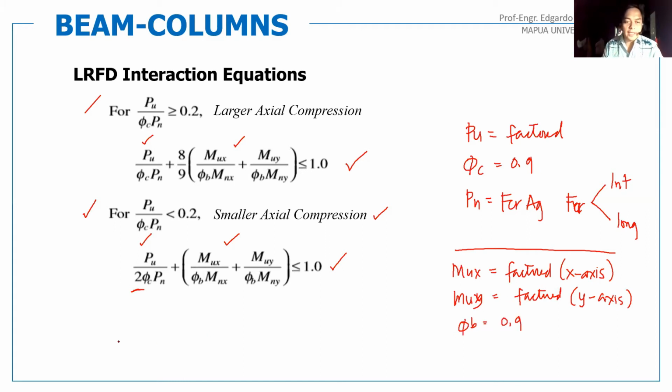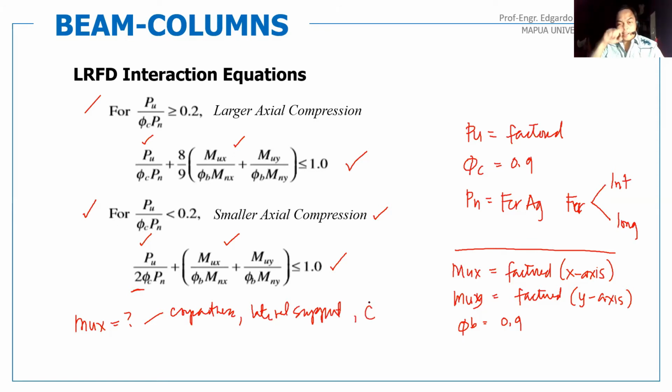Tapos yung Mnx, paano kinukuha yung Mnx? Ito yung medyo maraming equations involved in identifying Mnx, wherein you have to check for the compactness, di ba? So compactness of the section, the lateral support condition, tapos yung ano pa, yung Cb, no? So yung Cb value. Okay? So tapos yung Mny naman is much simpler. Yung Mny is basically dependent on the compactness of the section lang.